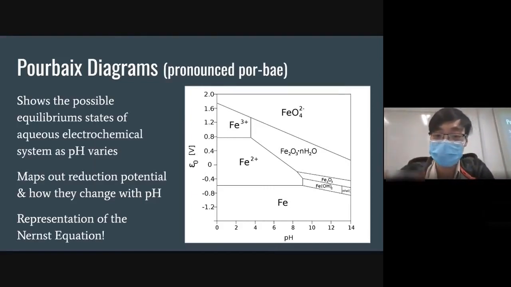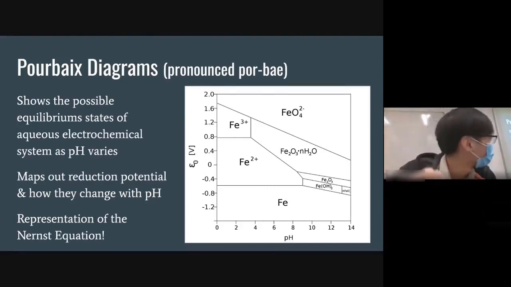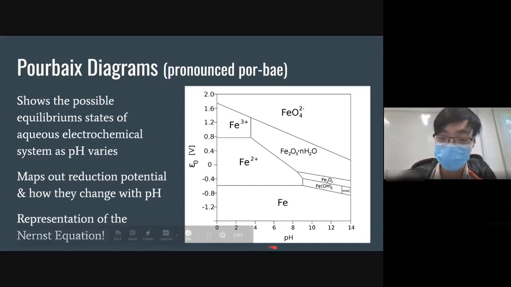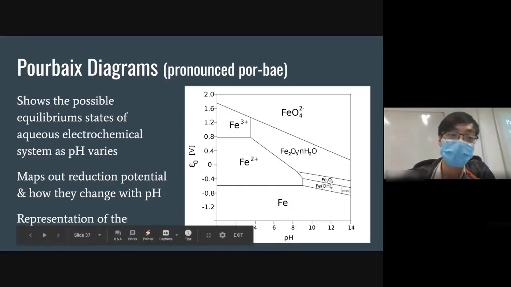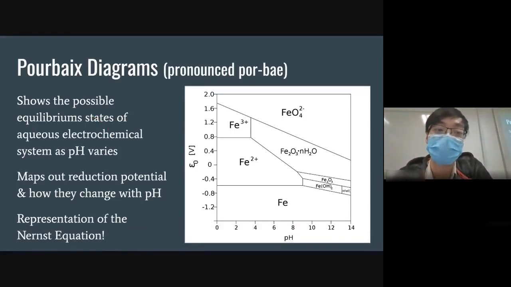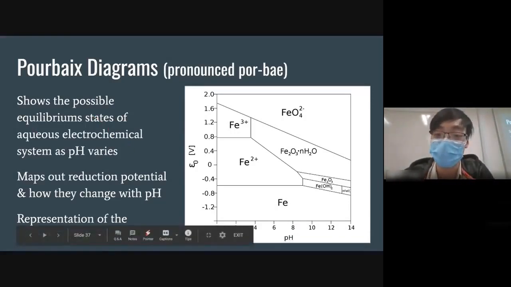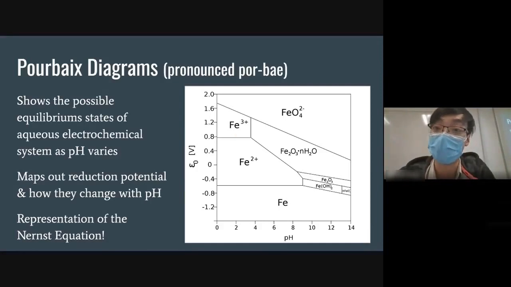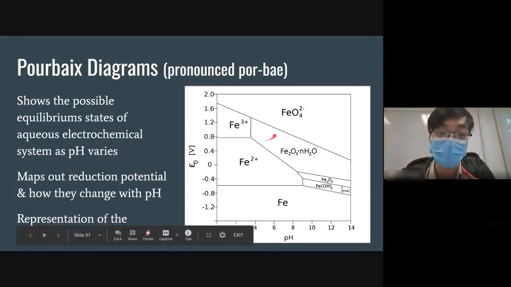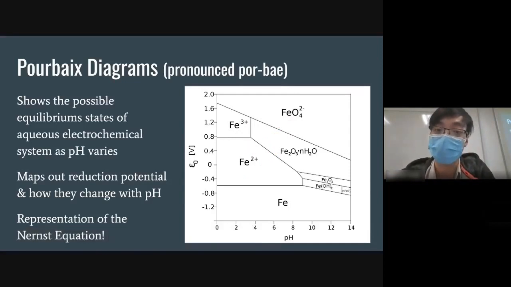Basically, just by looking at the axes, you can sort of guess what this is all about. It shows the possible equilibrium states of an aqueous electrochemical system as the pH varies. What it does is map out the reduction potential of different reactions involving an element. For instance, this graph is for some iron-containing compounds. It maps out how the reduction potential changes with pH.